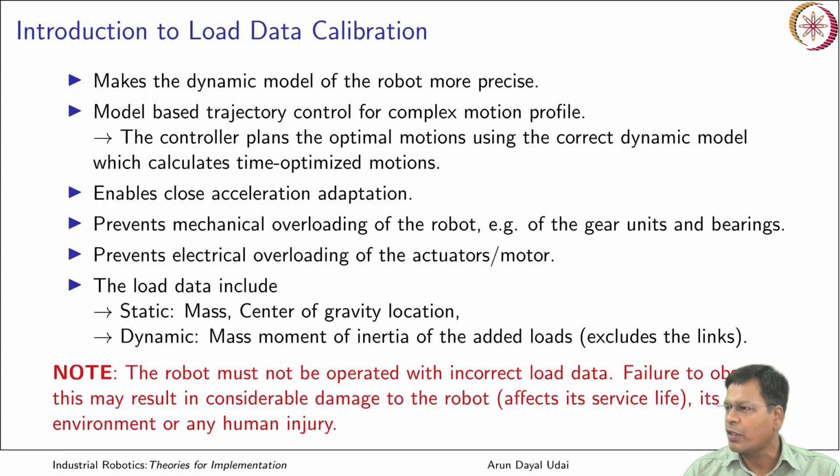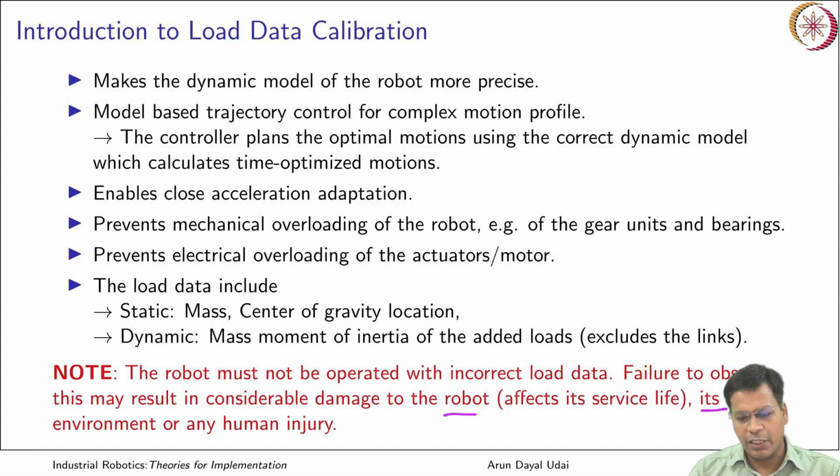What if you don't do this? The robot must not be operated with incorrect data. Failure to observe this may result in considerable damage to the robot. It affects the service life of your robot. If gears are loaded more than required, there will be more wear and tear in the gearboxes, in the bearings. It can also cause considerable damage to the environment around, the objects which are lying around. Why? If the robot fails, it may hit the surroundings also.